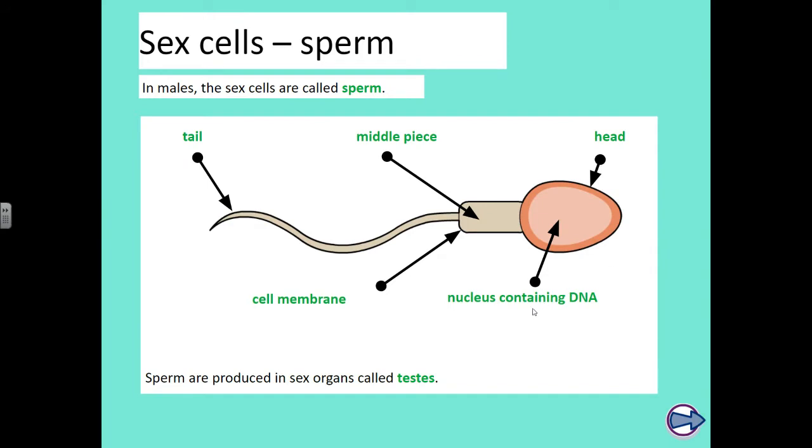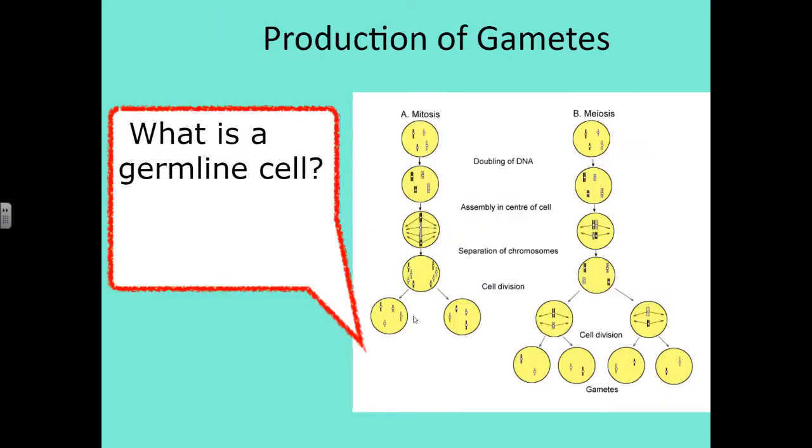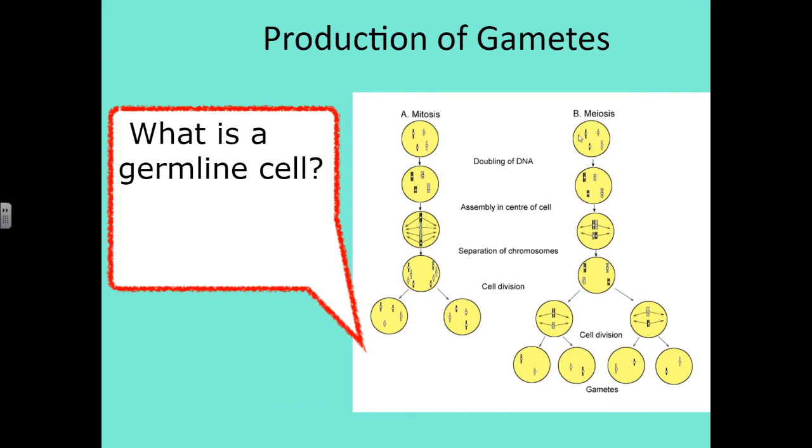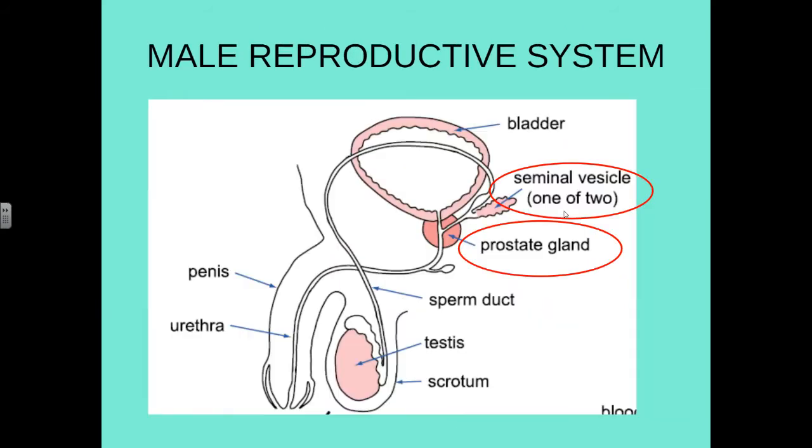So sperm are produced in an organ called the testes. We've talked a little bit about germline cells before. So these are the gametes. We talked about meiosis in the first key area of Unit 1. So if you want a wee recap on meiosis, please go and do that in your own time.